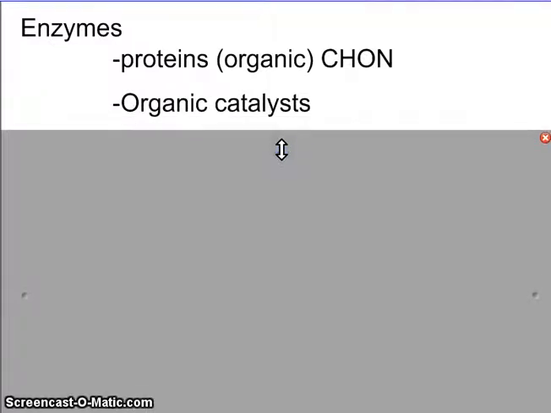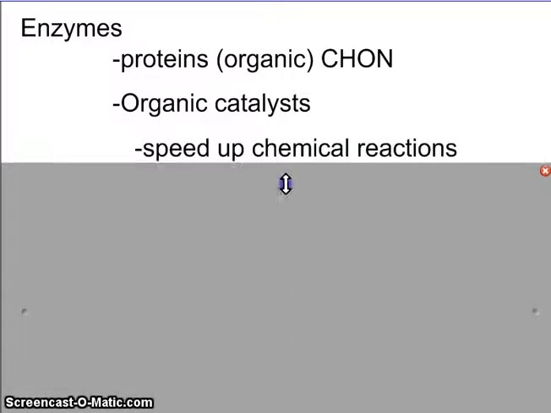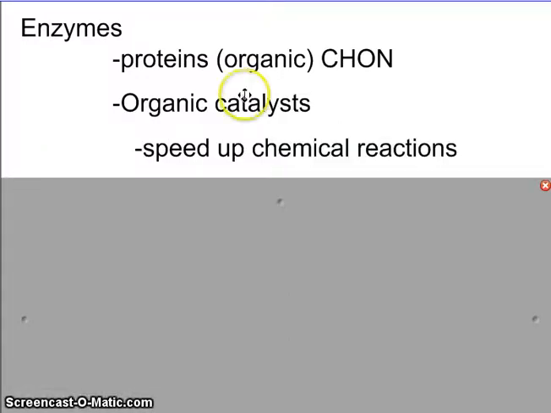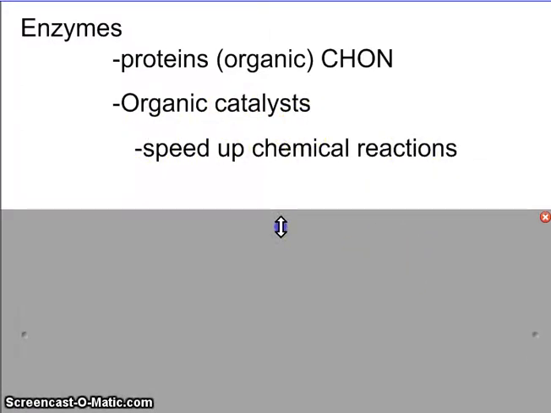The other thing is they're organic catalysts. And what does that mean? A catalyst is anything that speeds up a chemical reaction. And they're organic, meaning that they have carbon and hydrogen in them. So the Regents loves to refer to them as organic catalysts. Sometimes they talk to them as biological catalysts. Either way, they're talking about an enzyme.